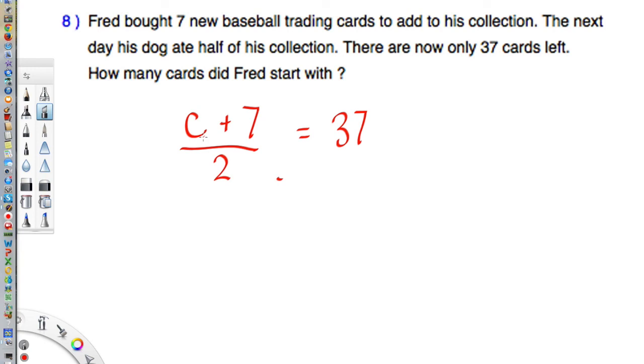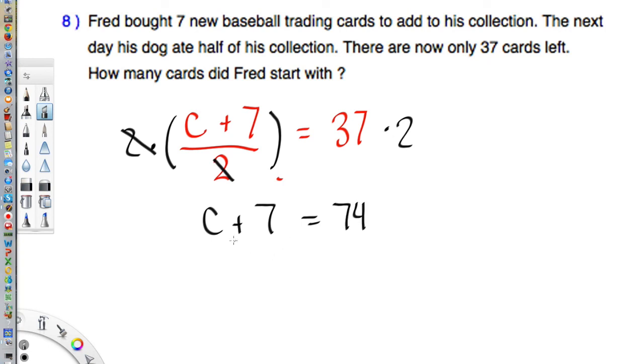Anyway, here the variable is embedded in a fraction, so we've got to get rid of this fraction form. Going to switch colors. Got to get rid of this denominator here, and the best way of doing that is by multiplying by 2. This whole expression is being divided by 2, so we need to multiply by 2. And what I do to one side, I do to the other. The 2's cancel each other out. I'm left with c plus 7 is equal to 2 times 37. 2 times 7 is 14. 2 times 30 is 60. So 60 plus 14 is 74.